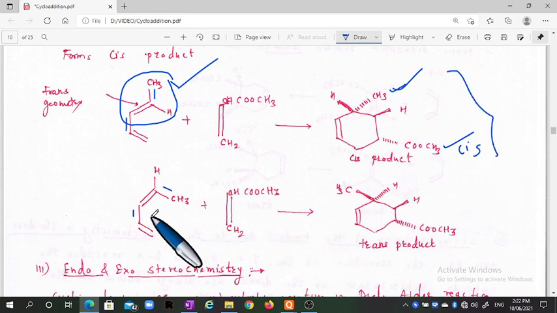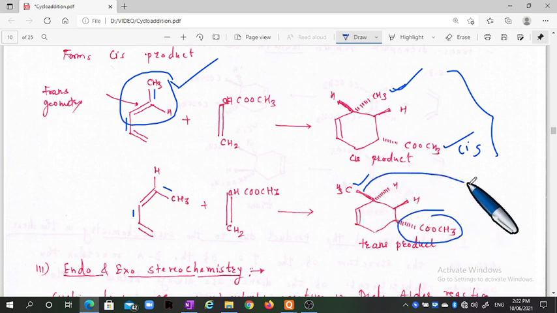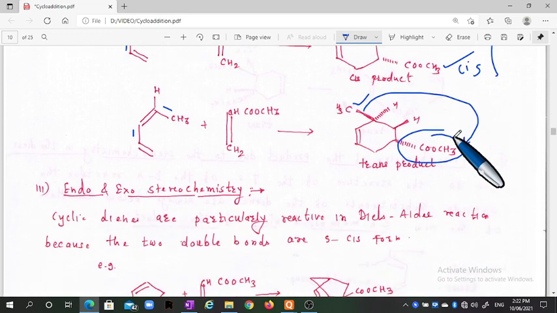In this case the CH3 is the inside directed, therefore we have shown the solid lines, and this COCH3 is trans to this group. Therefore this CH3 and this group is a trans. When there is a cis geometry at this position, you will obtain the trans product, and if this CH3 and this are trans, you will obtain the cis product.